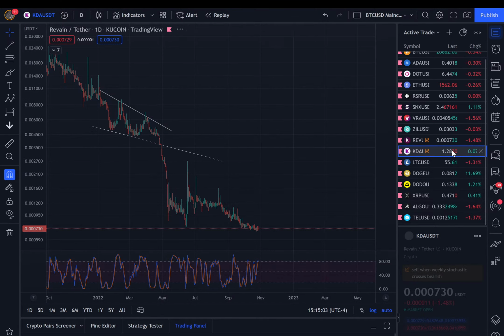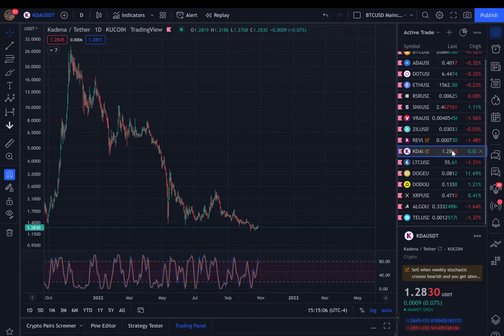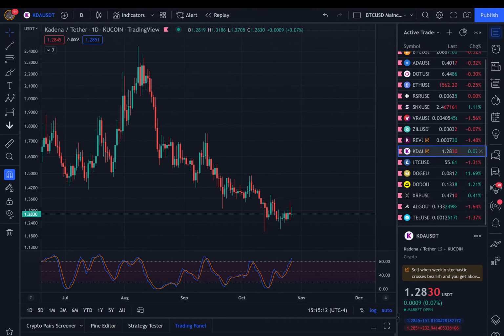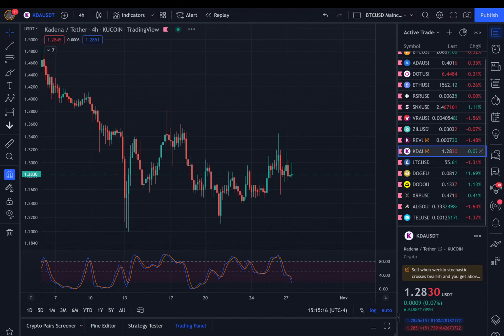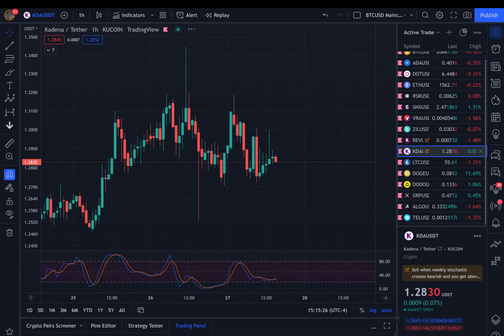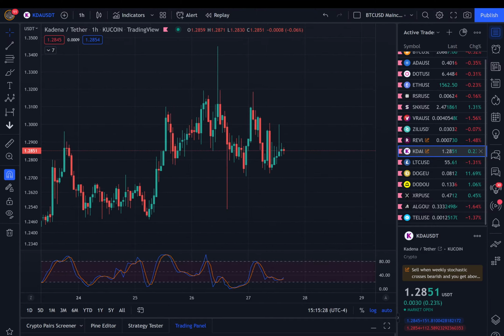Okay, Cadena, kind of like Ravane, almost a carbon copy. It's still at support. It hasn't done anything. Let's zoom in. Yeah, it hasn't done anything. Let's see if we can see any more detail. Yeah, I think it's in a wave 1, wave 2 situation, to be honest.